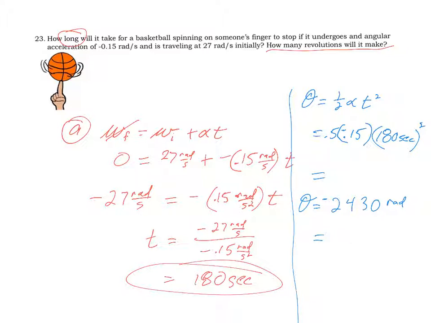And now I have to turn 2430 radians into revolutions. One rotation, or revolution, is 2 pi radians. So my 2430 divided by 2 pi, and I get 386.7. And that would be rotations or revolutions.